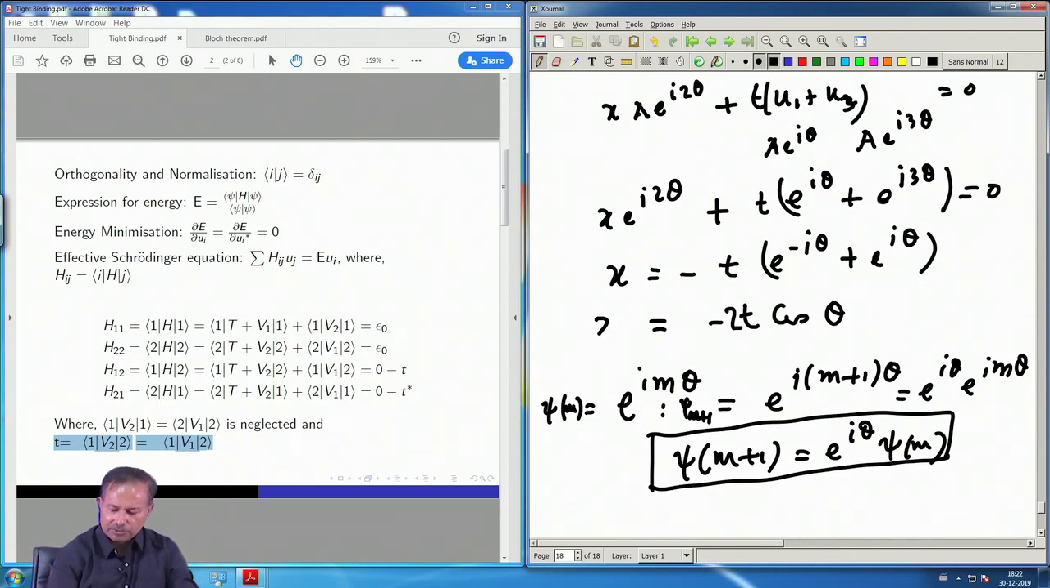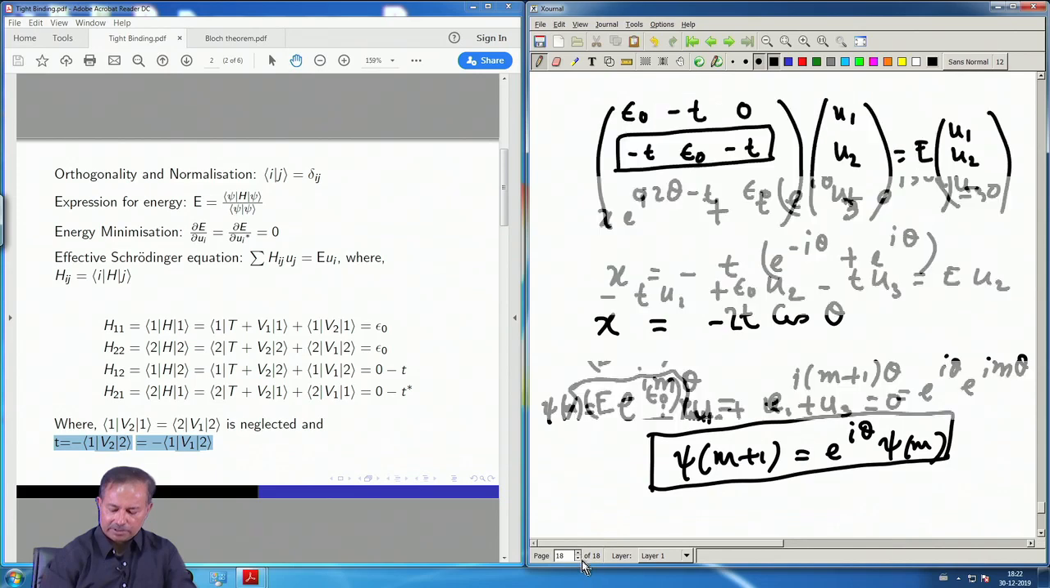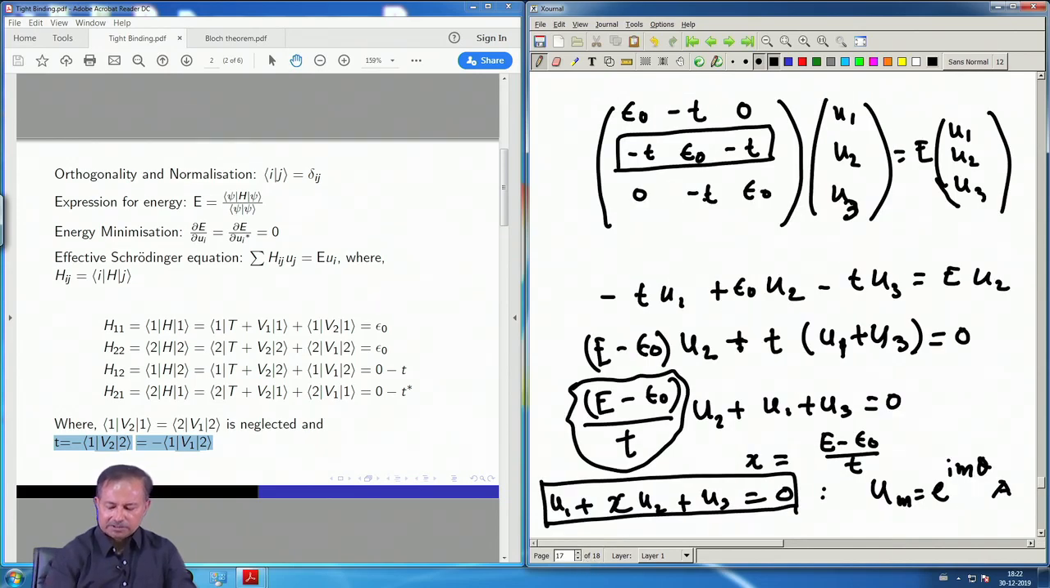Now, x equal to minus 2t cosine theta. What was x? Let us go back. E minus epsilon naught by t was my x. So, let us see what I can do.